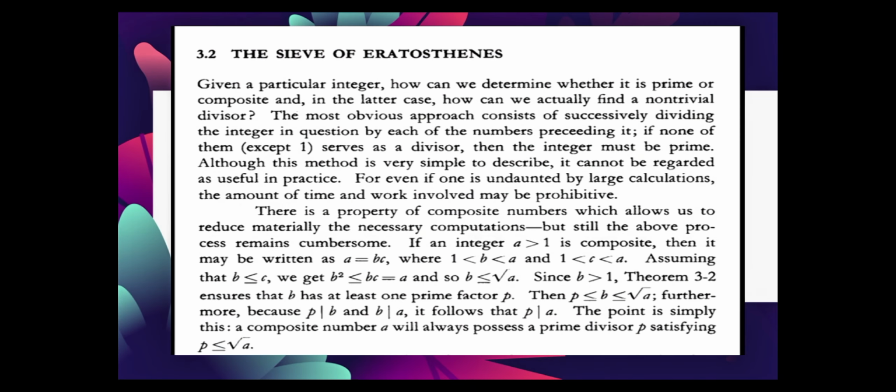The Sieve of Eratosthenes. Given a particular integer, how can we determine whether it is prime or composite? And in the latter case, how can we actually find a non-trivial divisor? The most obvious approach consists of successively dividing the integer in question by each of the numbers preceding it. If none of them except 1 serves as a divisor, then the integer must be prime.